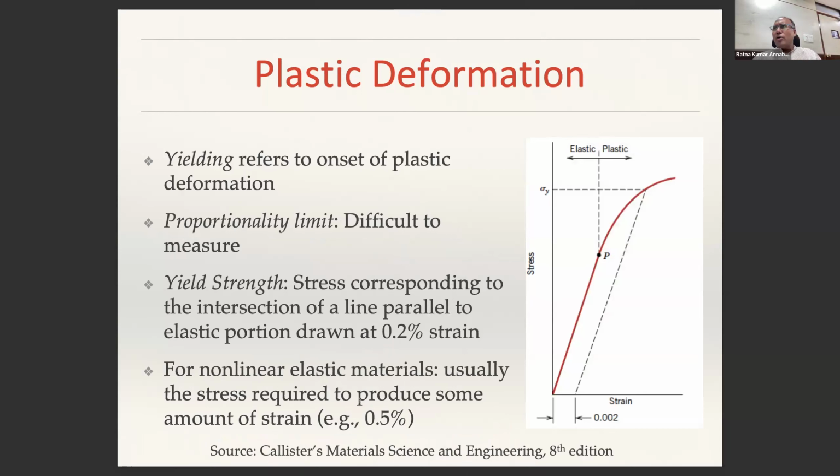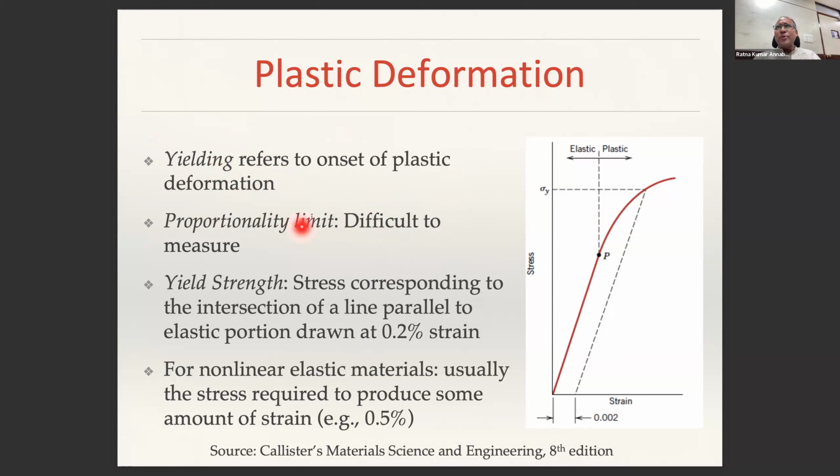So here you have this initial elastic limit, and this point P is what we call the proportionality limit. Beyond this point, the material starts getting into the plastic range. So we talk about yield strength. Yielding refers to the onset of plastic deformation. Whenever the plastic deformation starts, that is when we say the material started yielding.